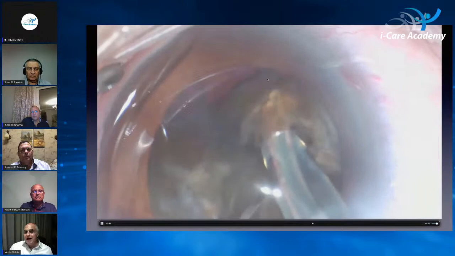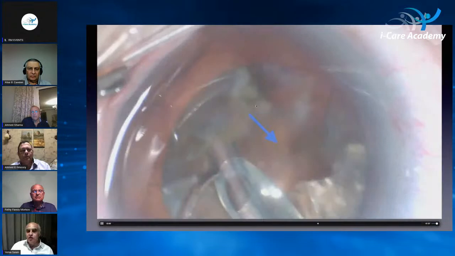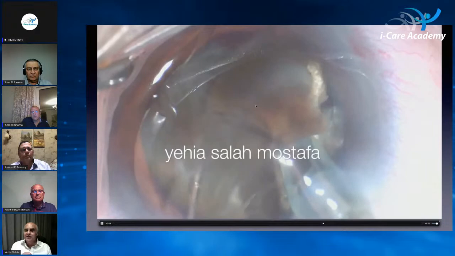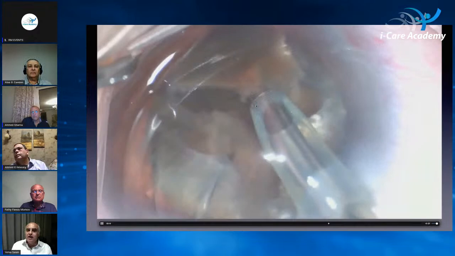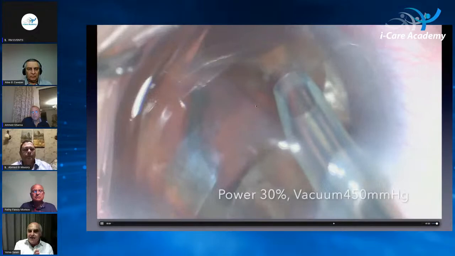If you don't have good exposure of the tip, you will always have a problem embedding into the nucleus. And the key in dealing with such cases is to embed properly in the nucleus, so you can hold it, maneuver with it, cut it into smaller and smaller pieces, and split it in a way that is safe to the cornea and to the posterior capsule.